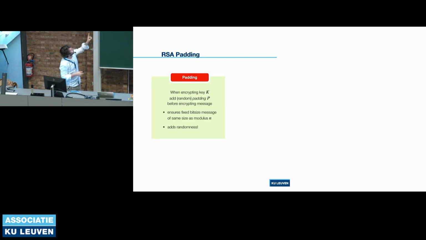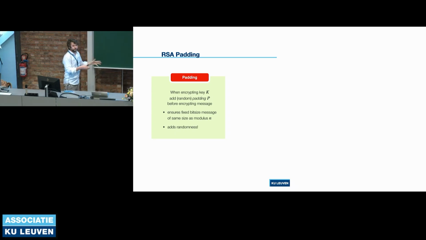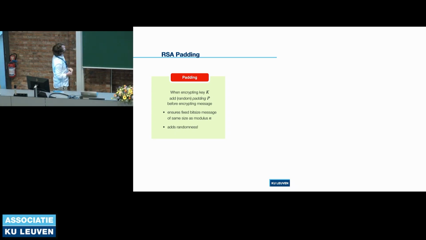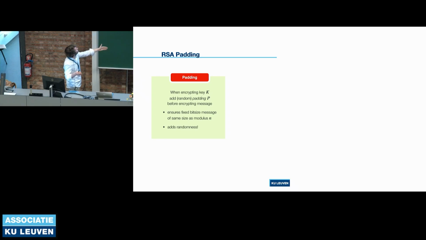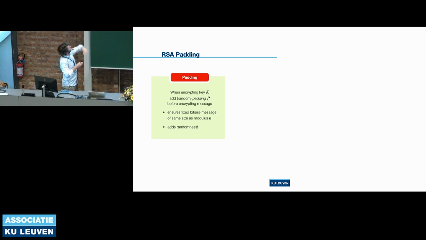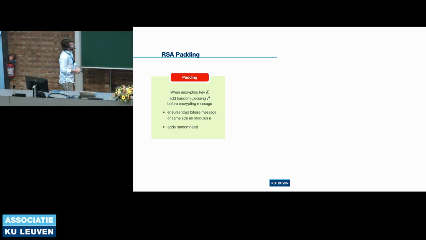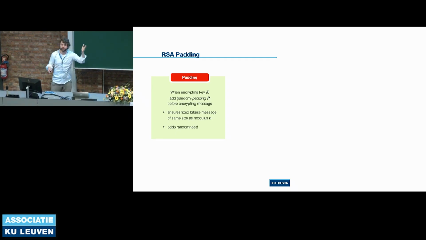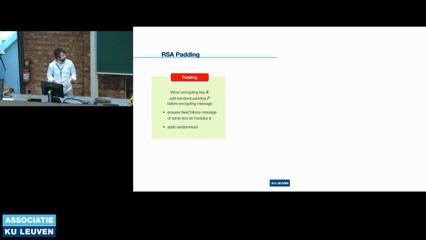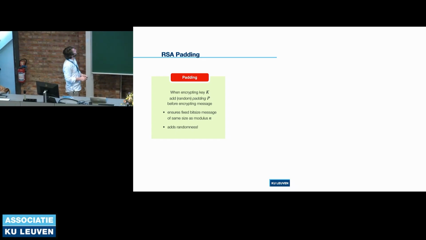So what we can do when we're encrypting this key is just add randomness before we encrypt it. So we pad our message with some randomness so that together they will have the same size as what we had, this modulus, this 2048. And that will also prevent this deterministic problem that we had before, this CPA security problem.